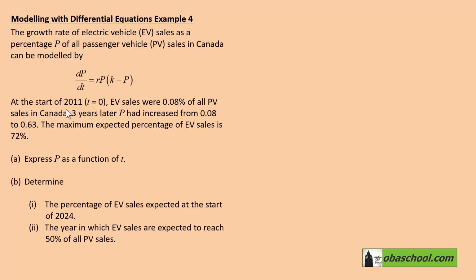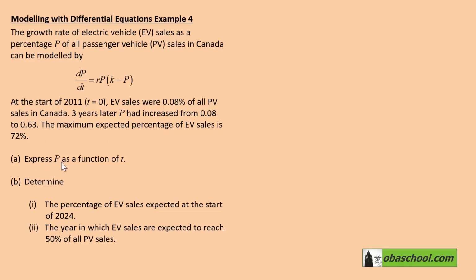At the start of 2011, which we'll call t equals 0, EV sales were 0.08% of all passenger vehicle sales in Canada. 3 years later, P had increased from 0.08 to 0.63%. The maximum expected percentage of EV sales is 72%.